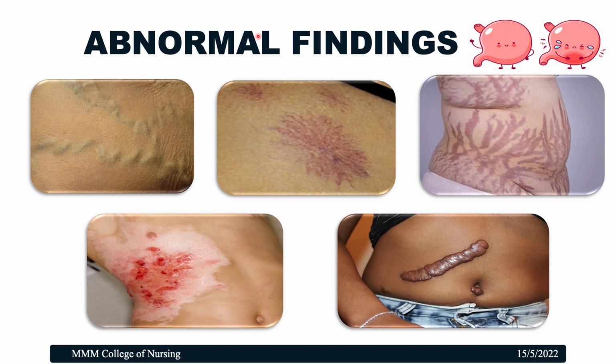The abnormal findings that are addressed here are dilated veins, spider angioma, striae from Cushing syndrome, which appear dark bluish pink, deep irregular scars that result from burns, and finally the keloid scar.